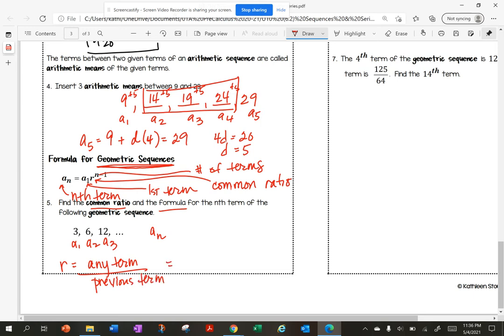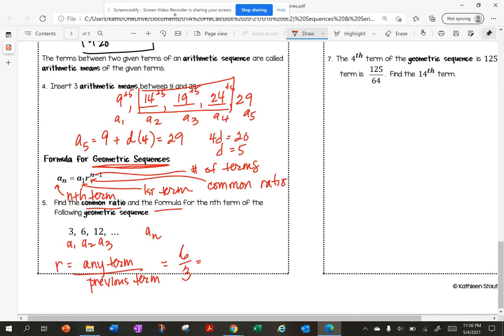Okay, so my common ratio here, I'm going to take the second term 6, divided by the first term 3, which is 2. So my nth term, substituting into the equation, is the first term 3 times the common ratio 2 raised to the power n minus 1.